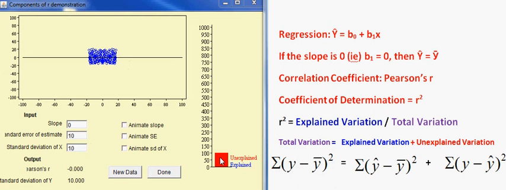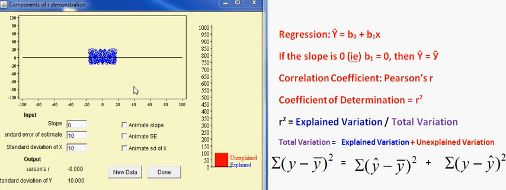And the unexplained variation is 100, so that is the total variation of all the y values around its mean. In this case, unexplained variation is a variation of these data points around the regression line. The regression line in this case is y hat equals y bar. So the total variation is exactly equal to the unexplained variation. So 100% of the variation in y is unexplained.